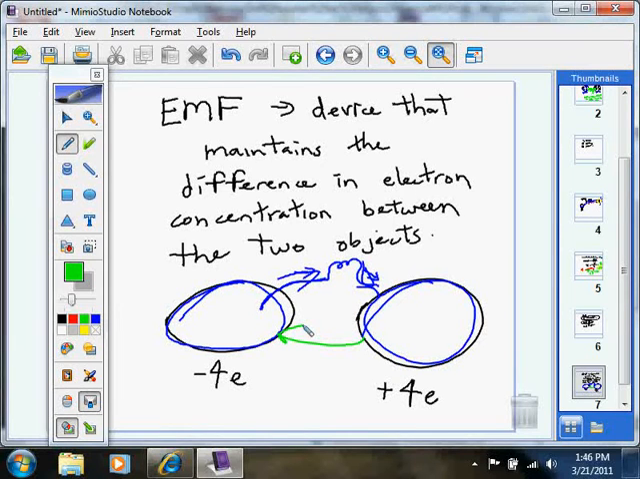And we said earlier that the EMF requires work. Well, EMF is really how much work per charge is needed to get that job done. So EMFs are identified by how much work per charge they do in keeping the left terminal negative and the right terminal positive.